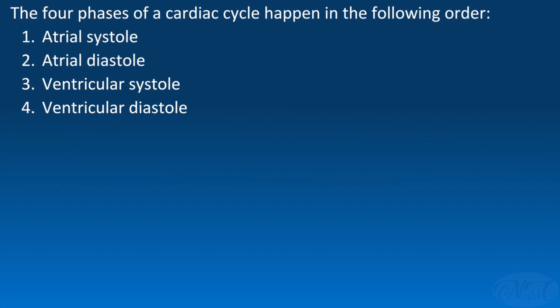There are four phases of the cardiac cycle that happen in the following order: atrial systole, atrial diastole, ventricular systole, ventricular diastole.